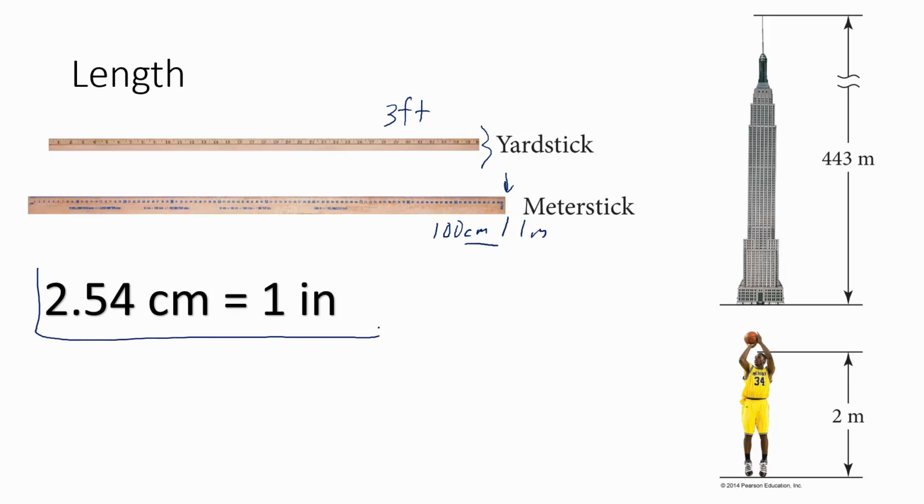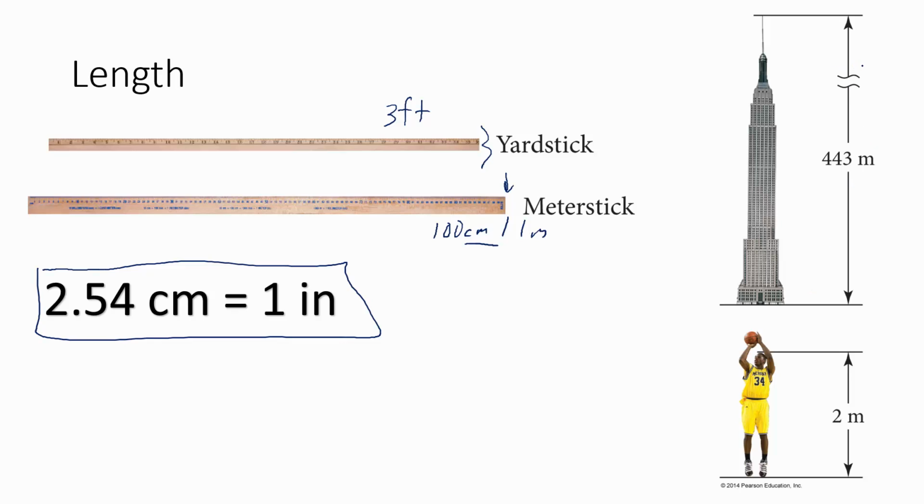The relationship between the English and the metric system units can be summed up in this relationship between centimeters and inches. We have about 2.54 centimeters equals 1 inch. So a very tall person, a professional basketball player, is about 2 meters tall. I'm about 1.7 meters tall myself at about 6'3".